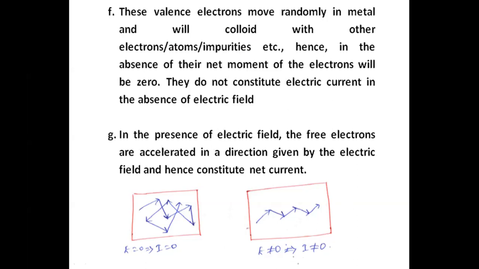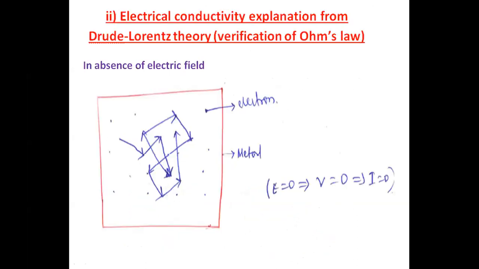After giving the postulates of Drude-Lorentz theory, it is important to understand the verification of Ohm's law in metals from the assumptions made by Drude and Lorentz. That means we are going to understand here the electrical conductivity of metals from Drude-Lorentz theory. This is also known as verification of Ohm's law.